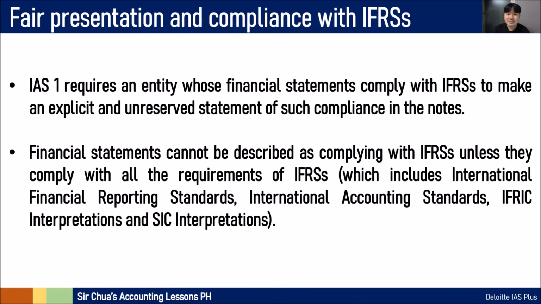IAS 1 requires an entity whose financial statements comply with IFRSs to make an explicit and unreserved statement of such compliance. In the notes to the financial statements, we will later discuss that you should have a statement of compliance with the IFRSs. But later, you will see that as an enumerated item when we talk about the notes already. Financial statements cannot be described as complying with IFRSs unless they comply with all the requirements of IFRS. Okay? So, it is not complying with IFRS until it follows what the IFRS says. Okay?